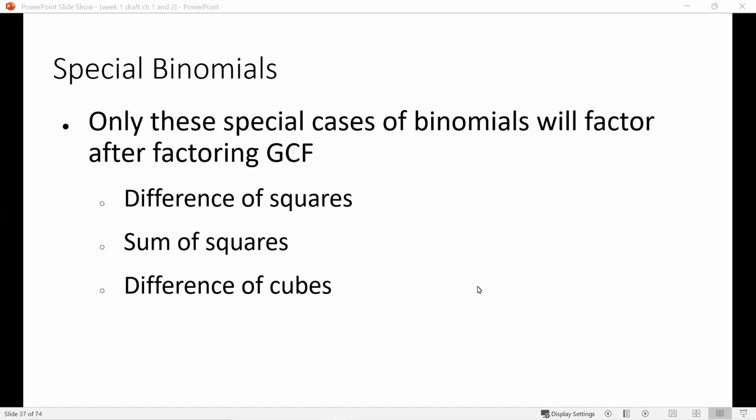So to continue our discussion of factoring, we can factor the GCF. If we have 4 or more terms, we can factor by grouping. And then there are some special factoring cases. So when it comes to binomials, which are polynomials that only have 2 terms, besides factoring a GCF off of our binomials, there's only a few special cases in which they factor. This is when you have a difference of squares, a sum of squares, or a difference of cubes. And I will show you what they look like with a few examples.